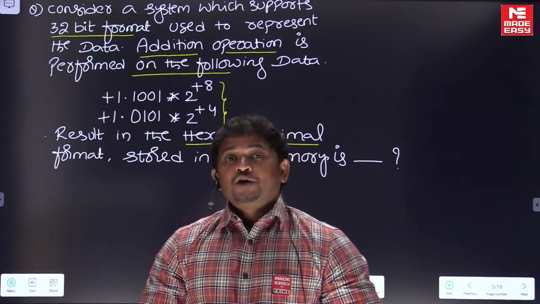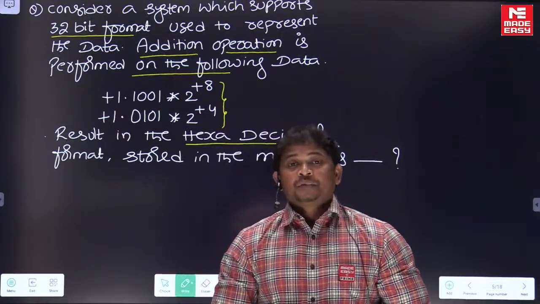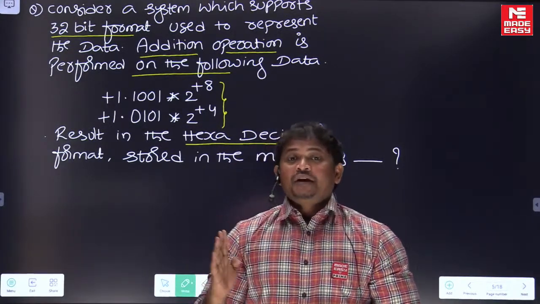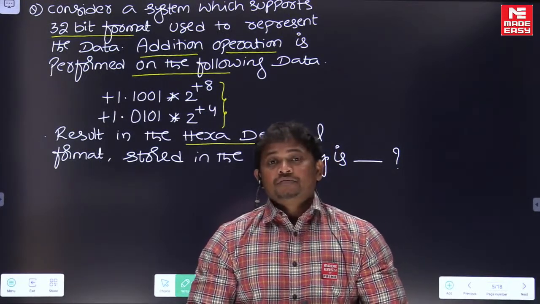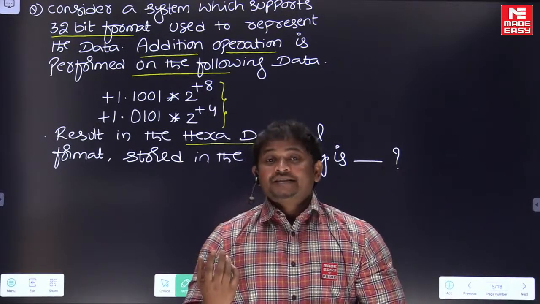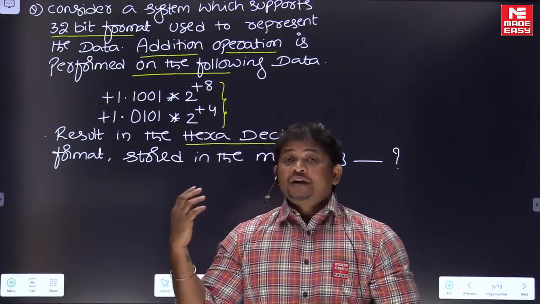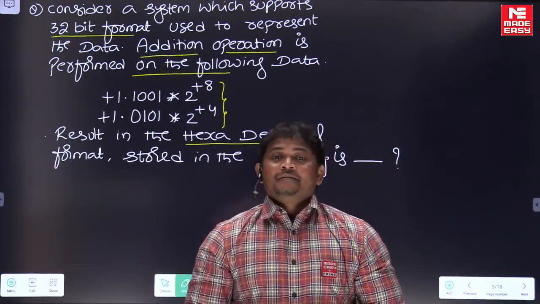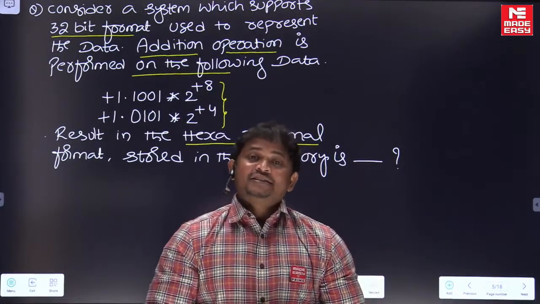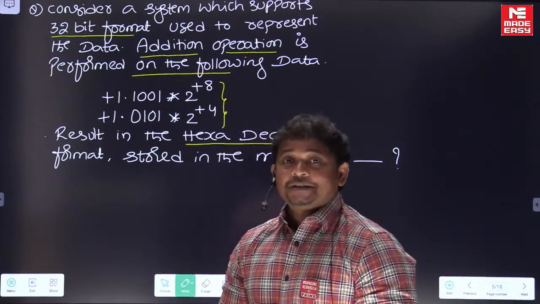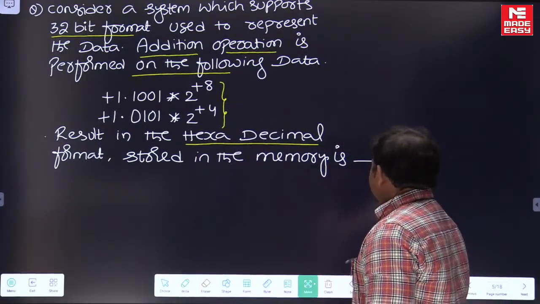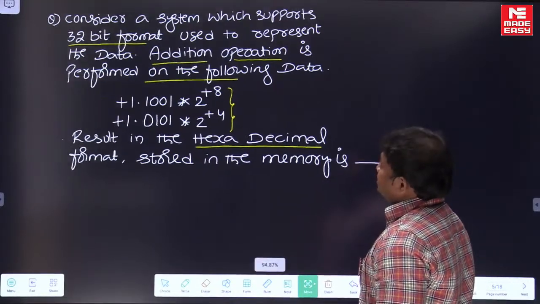Very good. Suppose exponents are not same, then take the smaller exponent Mantissa, align to right direction up to the difference. That means we need to equalize the exponents. After equalizing the exponents, take the exponent as a common, add the Mantissas, normalize the result, store the result into the memory. This is the procedure. Okay, students? Right. Now apply the same procedure on the given numbers.